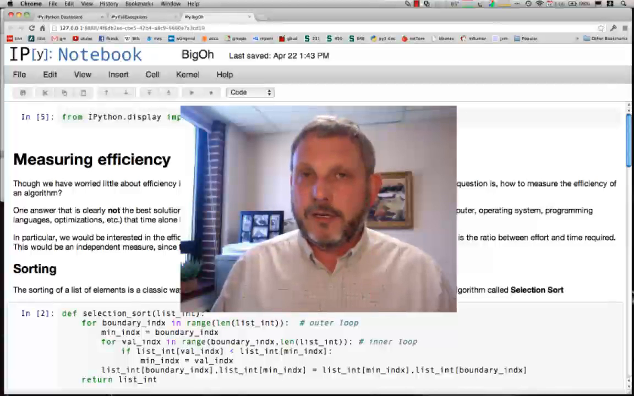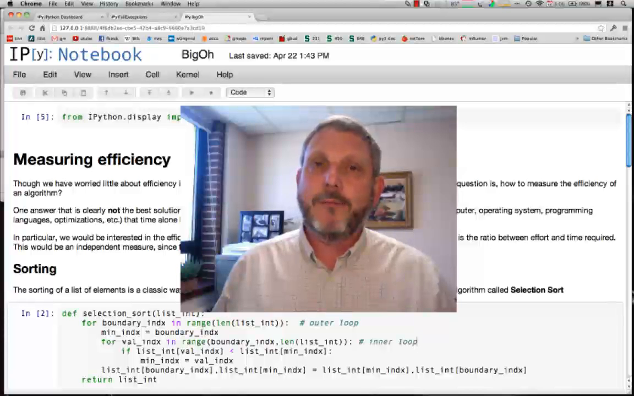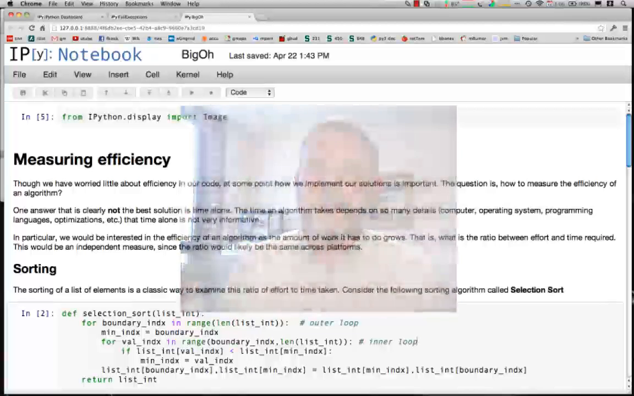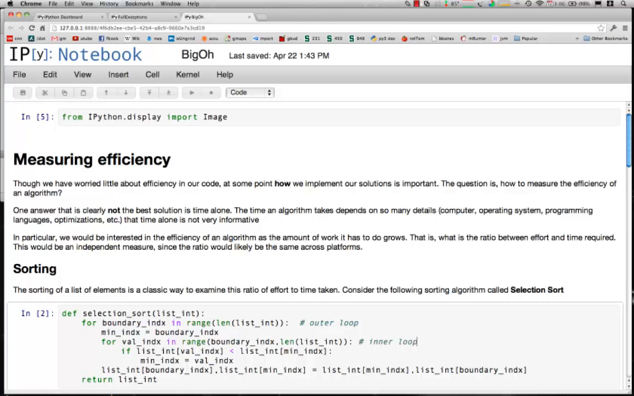Today, for the first time, we're going to talk a little bit about efficiency and how we might best measure efficiency for a computer algorithm. Let's get started.